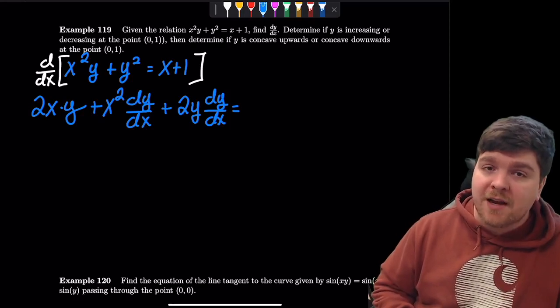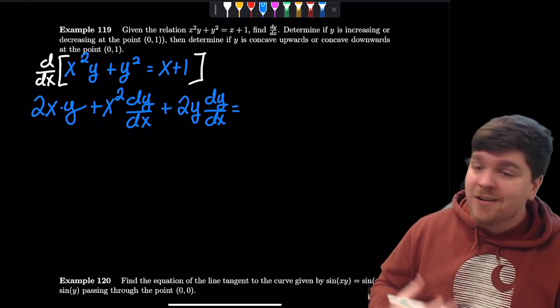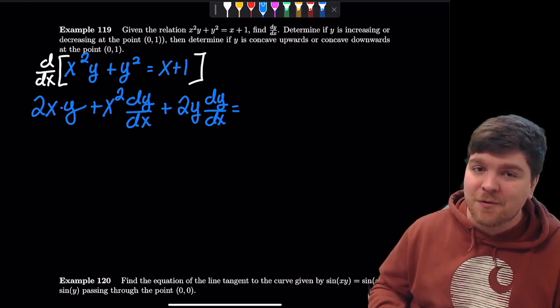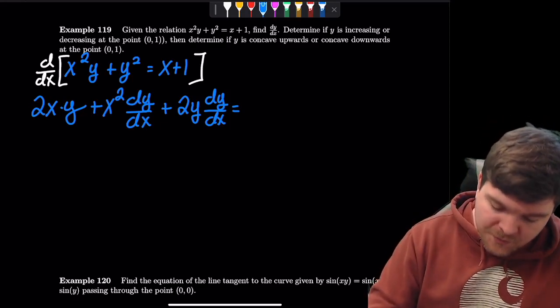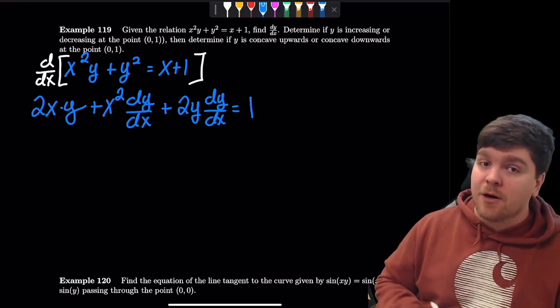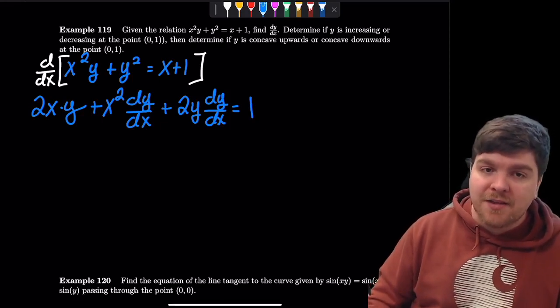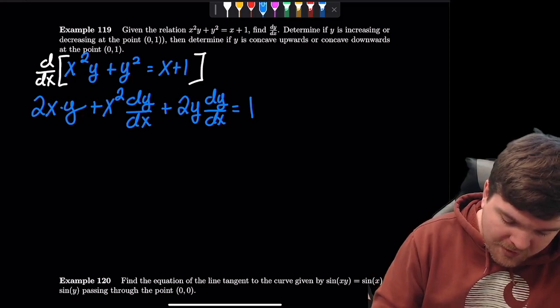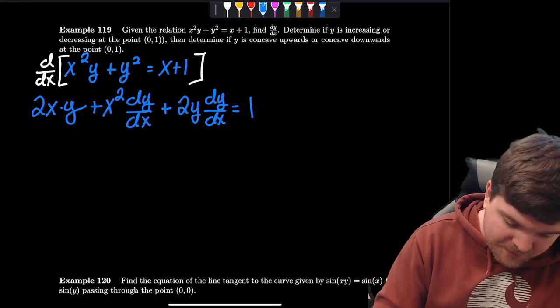And then on the right side, we're taking the derivative of x plus 1 just as we normally have. We're still differentiating with respect to x. I know the derivative of x with respect to x is 1, and the derivative of 1 with respect to x is 0. So now at this point, all we have to do is solve for dy/dx.